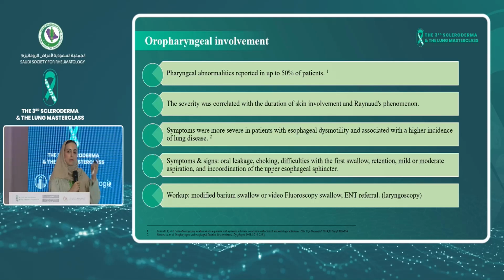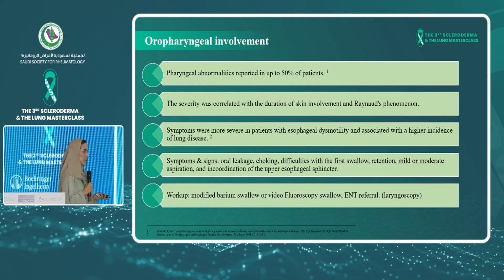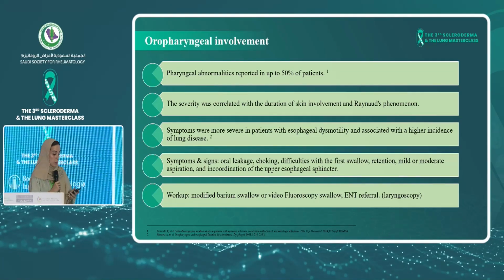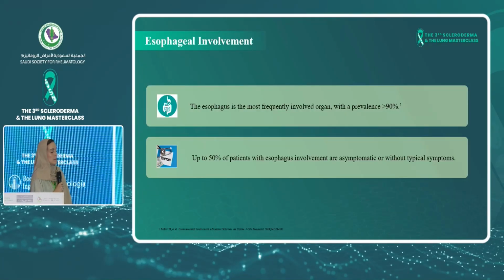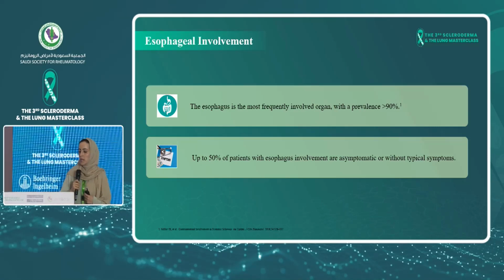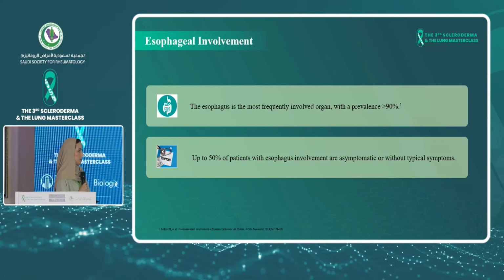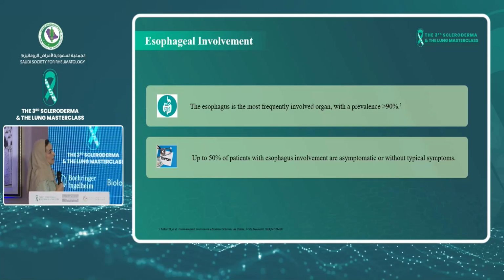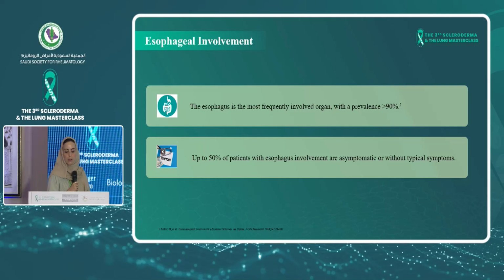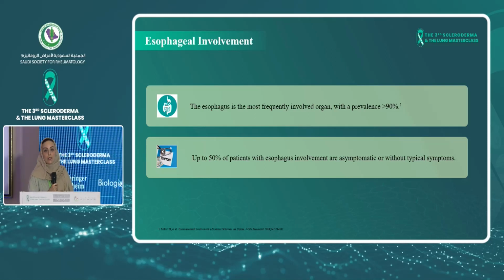So this is above the upper esophageal sphincter, so it's not a GI issue, but it is very important, as in these patients we need to rule this out even if they present with esophageal symptoms. All right, so esophageal involvement is the most frequently involved organ with a prevalence of more than 90%. The interesting part is that up to 50% of patients with esophageal involvement are asymptomatic. So they might present with lung disease first, but they initially will have dysmotility of the esophagus that might be contributing to, if not causing, the lung disease.